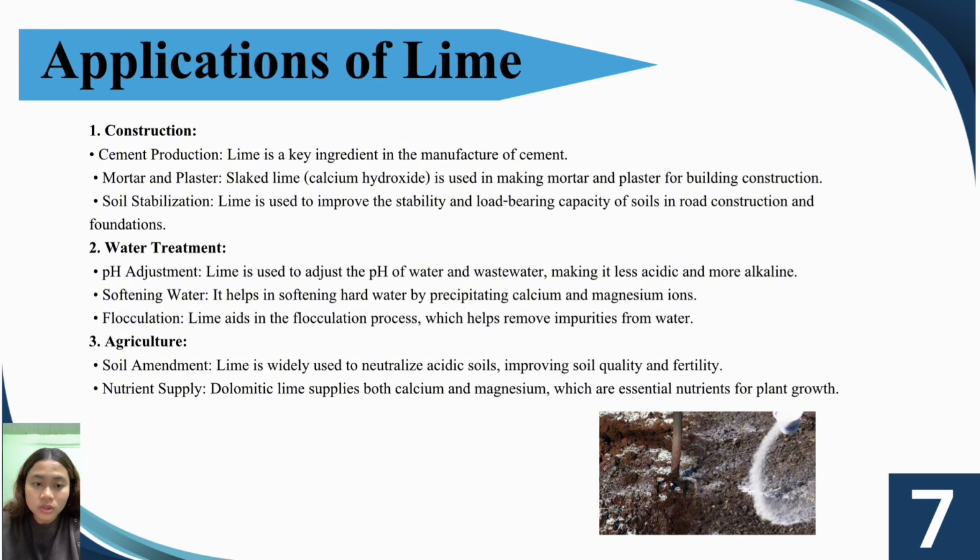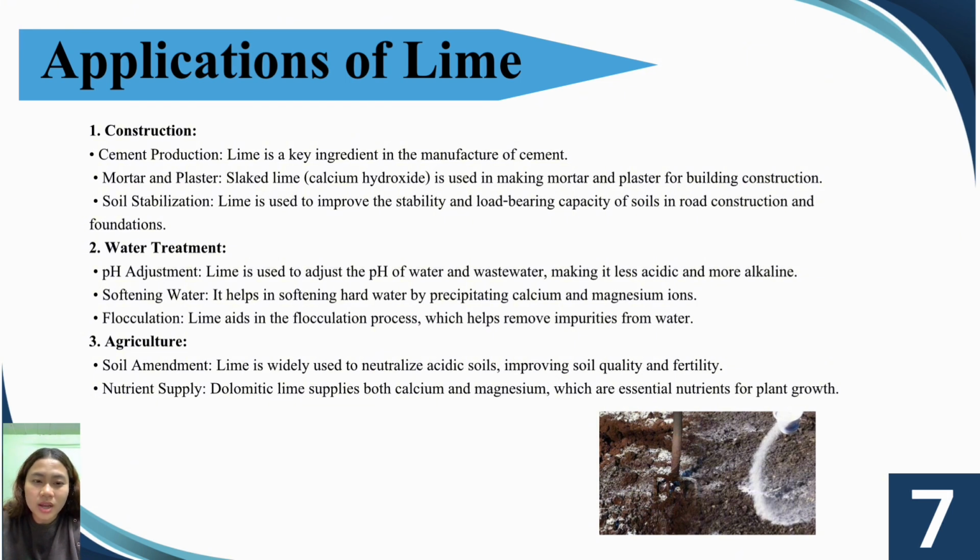Number 2, water treatment. pH adjustment: lime is used to adjust the pH of water and wastewater, making it less acidic and more alkaline. Softening water: it helps in softening hard water by precipitating calcium and magnesium ions. Flocculation: lime aids in the flocculation process, which helps remove impurities from water.